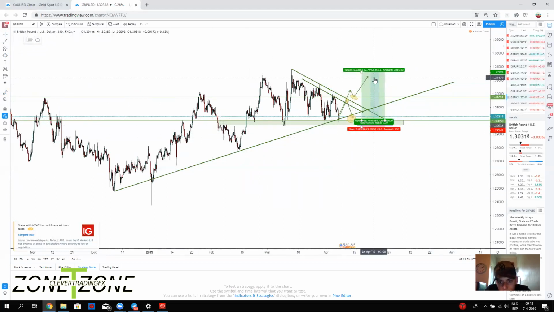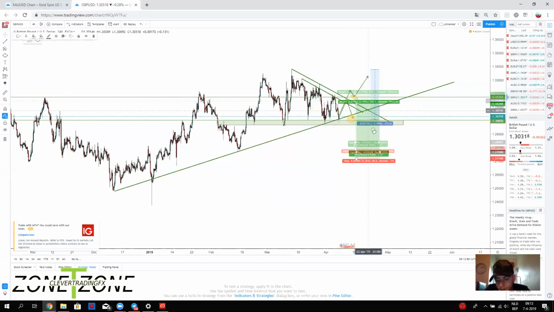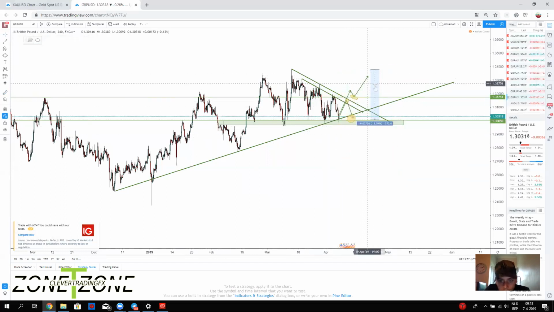And what is going to be my take profit? Well, this is just basic forex: if you take from the base to the highest point, that's what's going to break out, and that's my take profit.